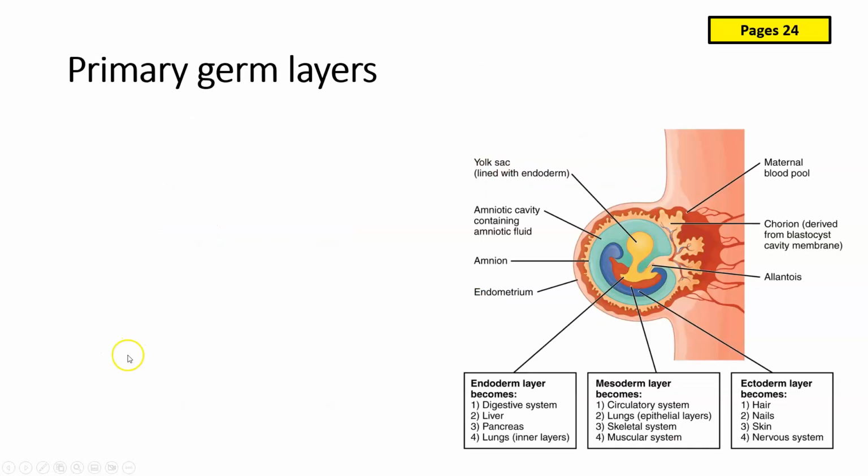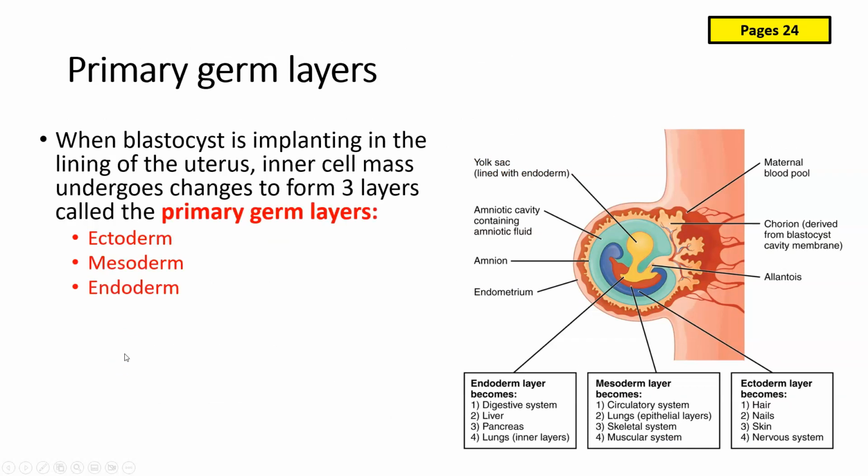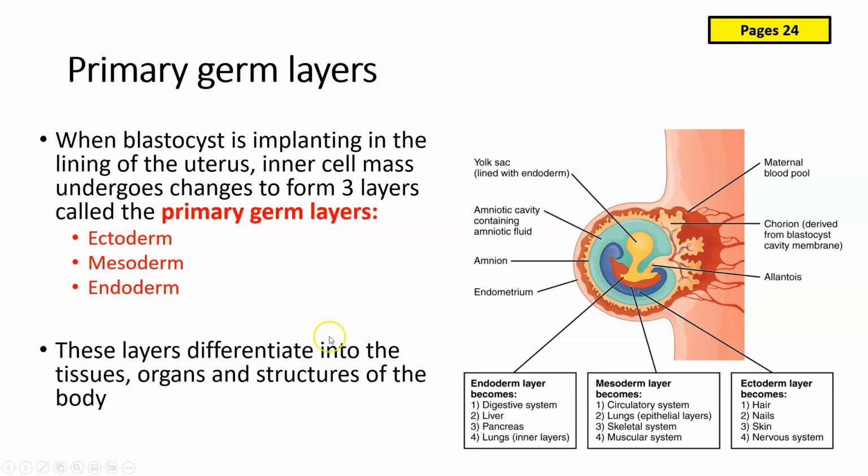So we have the developing embryo forming germ layers. So the blastocyst, when it implants into the uterus, will form these three germ layers known as the ectoderm, the mesoderm, and the endoderm. These layers will differentiate into different tissues and organ structures, as you can see summarized here.